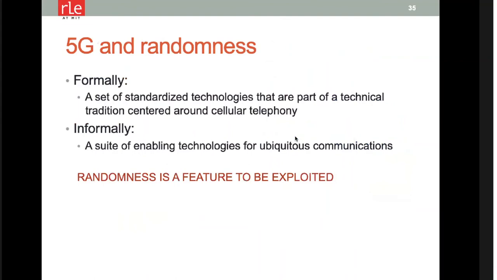Okay, so 5G, I hope showed you why there is this issue with heterogeneity of links, and also heterogeneity within a link of the technologies, particularly coding technologies. And I hope I also showed you that randomness is a feature to be exploited. We exploit randomness in our RLNC in order to create our coding.